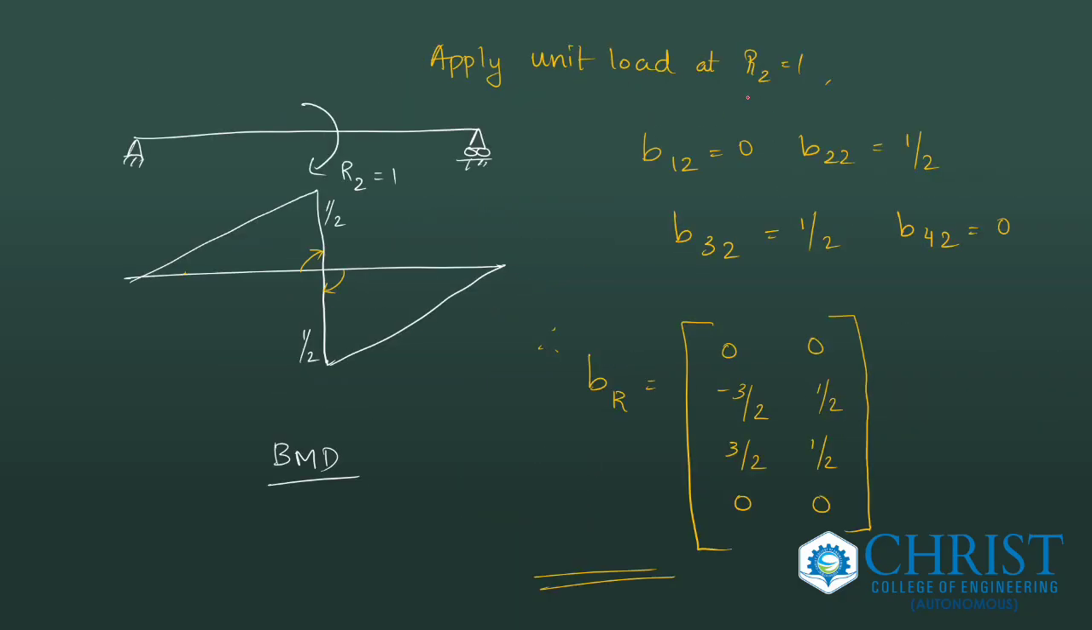Next, apply unit load at R2 equal to 1. Draw the bending moment diagram. The BMD would look like this one. At this point, there is no moment, so it is 0 at both ends. After finding the support reactions RA and RB and drawing the BMD, you will get the bending moment diagram like this with the values 1 by 2 here and 1 by 2 here, both in clockwise direction, and hence my B22 is 1 by 2 and B32 is also 1 by 2, both clockwise and hence taken positive.